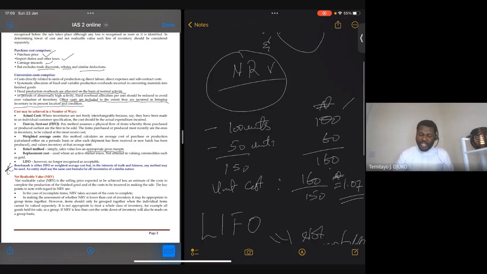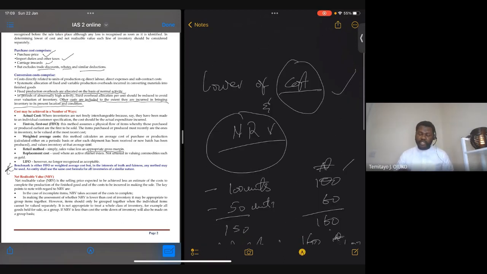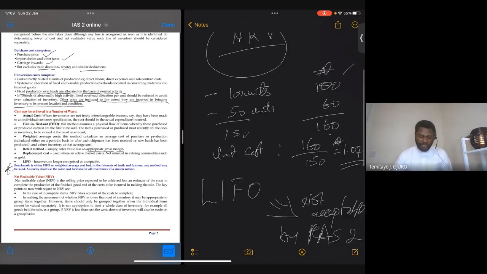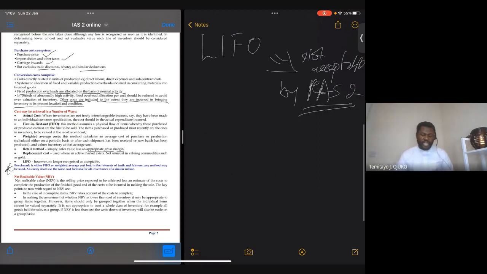Now, the concept of net realizable value. So that brings us to the fact that we are done with the cost, how to value the cost of an inventory. Now, let's look at net realizable value. Net realizable value is the selling price expected to be achieved less an estimated cost.